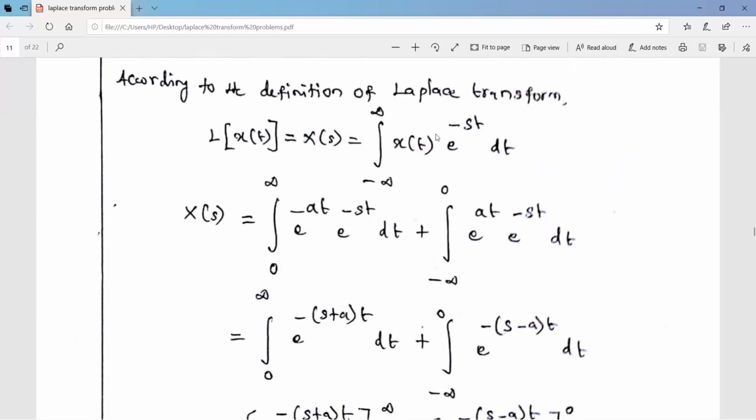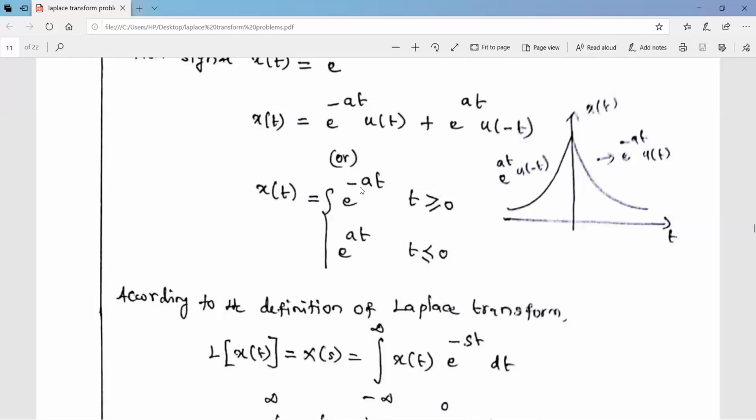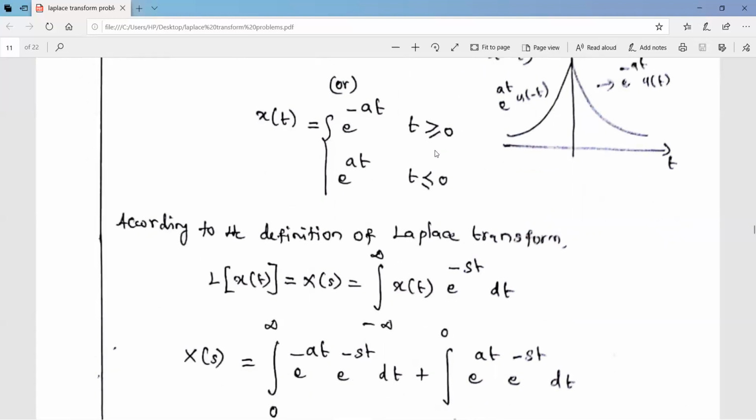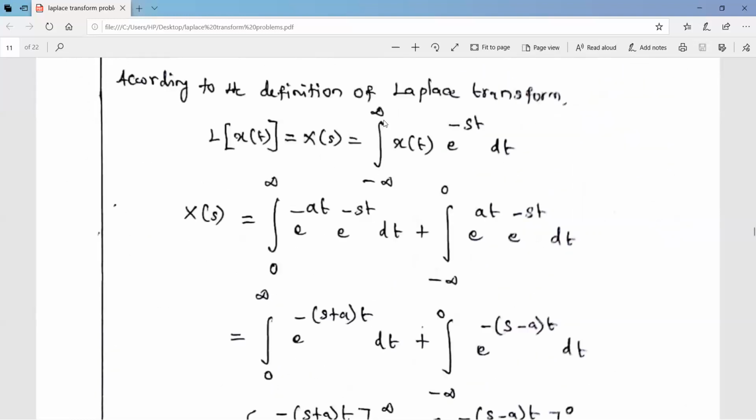Okay, so now we have to substitute the x of t value. So what is x of t? The x of t is defined, it has different values during different times. So the first one, x of t is equal to e power minus at for the time t greater than or equal to 0. Okay, so that's why this integration is from minus infinity to infinity.